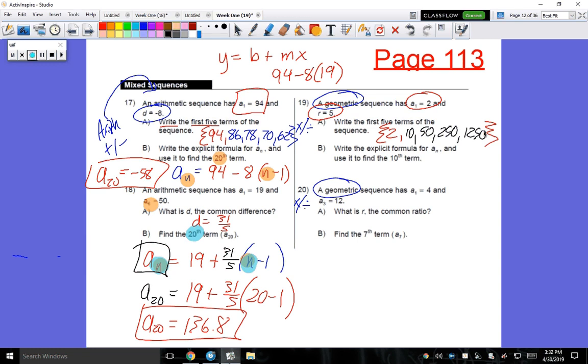Okay? Write the explicit formula for a sub n and use it to find the 10th term. So this one's a little bit different, okay? A little bit different. CJ, how do I start this off for B? Remember, we're doing the explicit formula, and we're starting at 2.